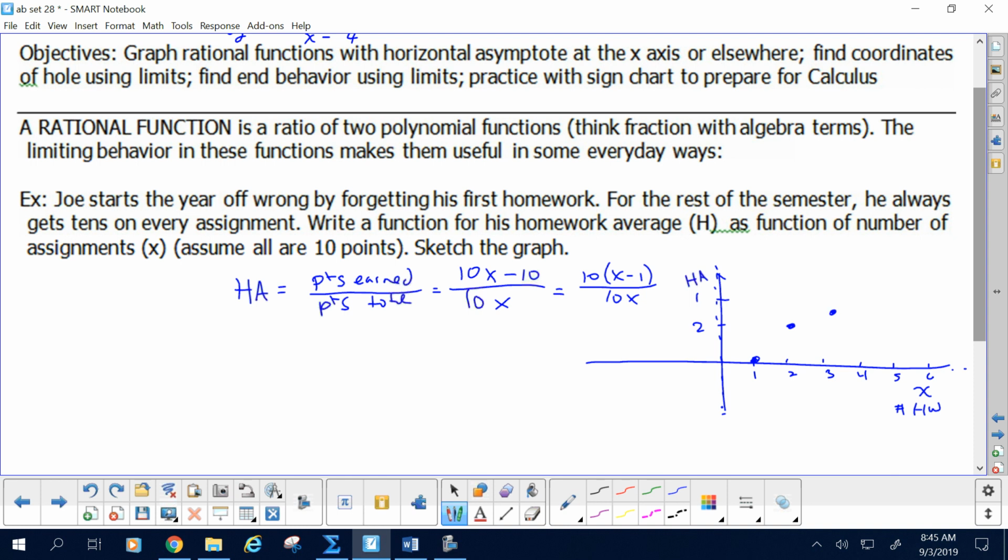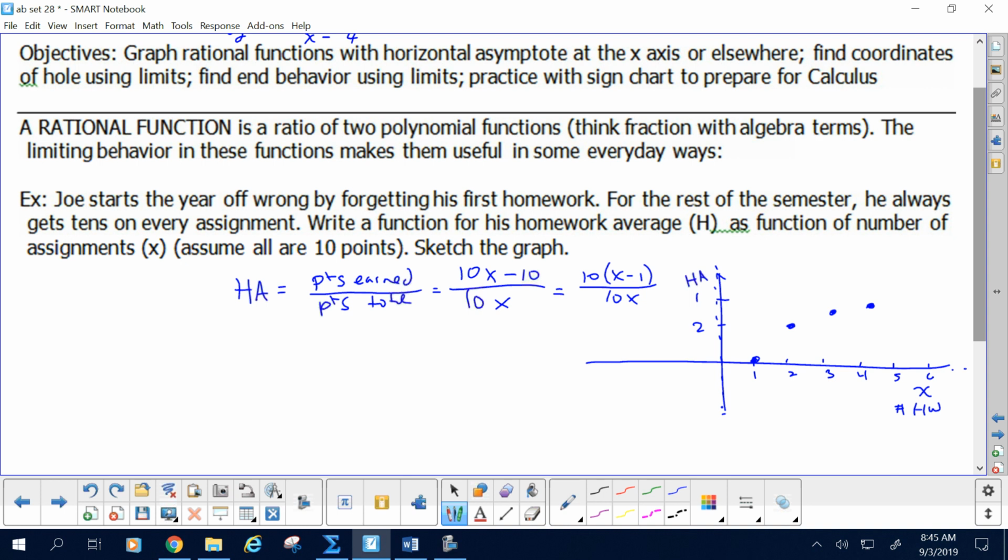After four assignments, how many points does he earn? How many points has he earned after four assignments? 30 points, giving you an average of 0.75.